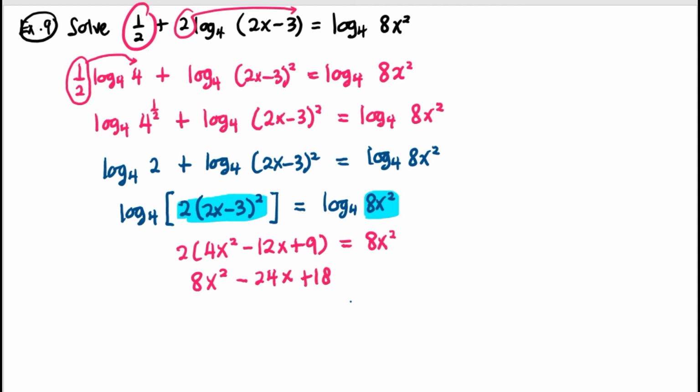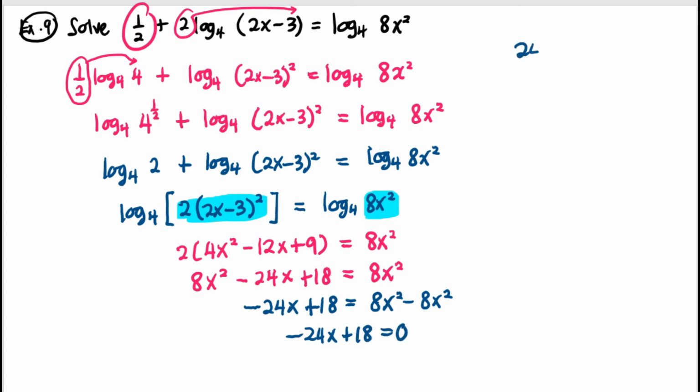Plus 18, this one will be equal to 8x squared. So I have 8x squared on the left and the right side, therefore I can eliminate this. This will become 0. Or you bring this 8x squared to the right side, it will become something like this. Negative 24x plus 18 is equal to 8x squared minus 8x squared. So we have negative 24x plus 18, this one equal to 0. Therefore 24x is actually equal to 18. So x is equal to 18 divided by 24.